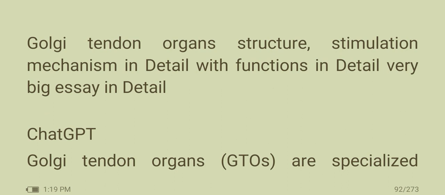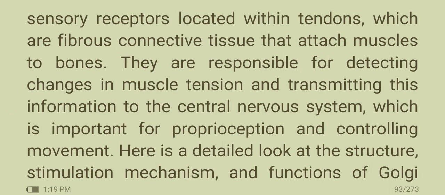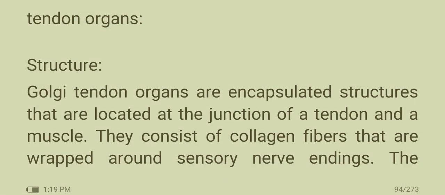Golgi tendon organs, or GTOs, are specialized sensory receptors located within tendons, which are fibrous connective tissue that attach muscles to bones. They are responsible for detecting changes in muscle tension and transmitting this information to the central nervous system, which is important for proprioception and controlling movement. Here is a detailed look at the structure, stimulation mechanism, and functions of Golgi tendon organs.